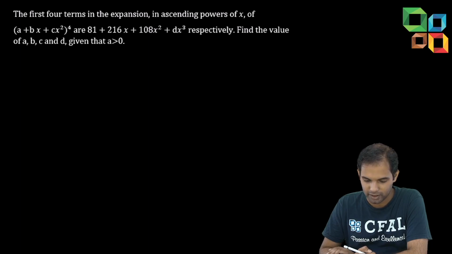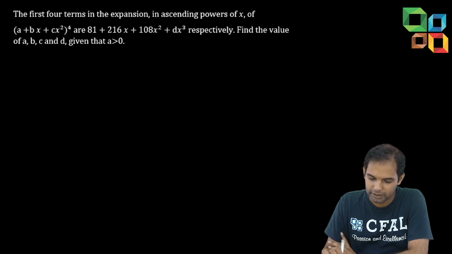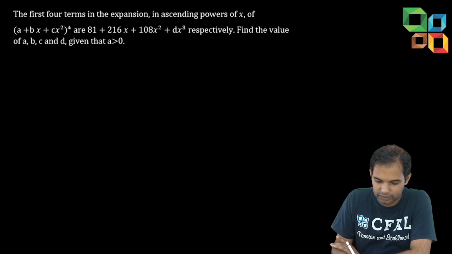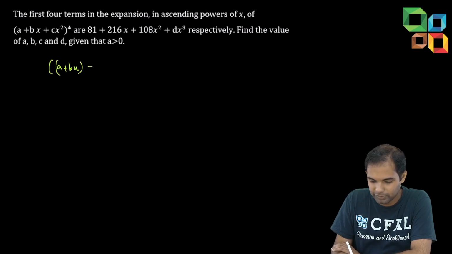Again, binomial expansion. Only problem is we don't have two terms. We have more than two terms. So writing it won't be so direct. Maybe you can guess 81 very easily, but the rest of the terms may not be so easy. But the power is less. Let us write down a plus bx. Let's combine these two as one term, plus cx squared.